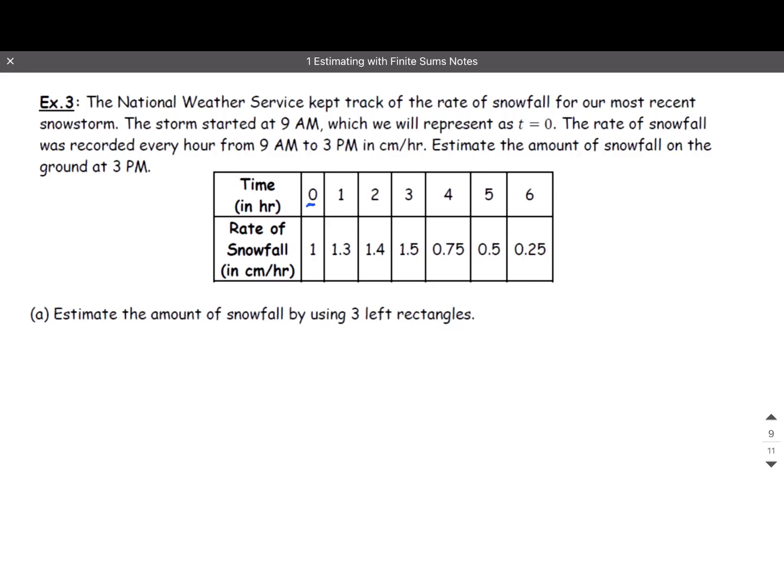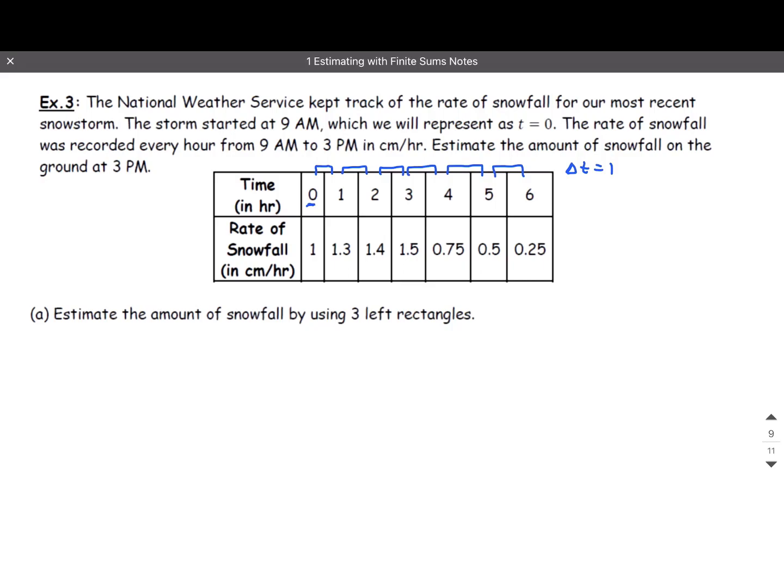In centimeters per hour. Estimate the amount of snowfall. So notice each hour from 0 to 1 is 1, 1 to 2 is 1, 2 to 3 is 1, 3 to 4 is 1, 4 to 5 is 1, 5 to 6 is 1. That change in the time is 1 every single time. That's nice to know. In a table, that's usually where they're going to make the number different. The change in t is different, so look for it.